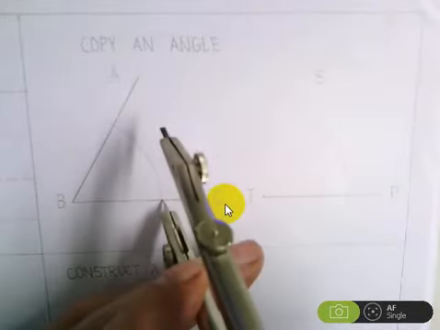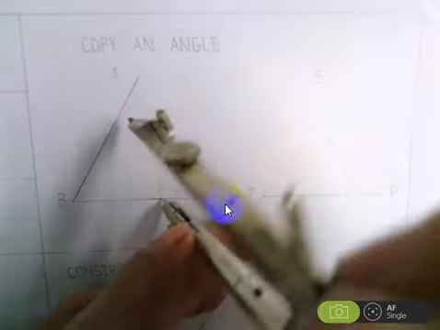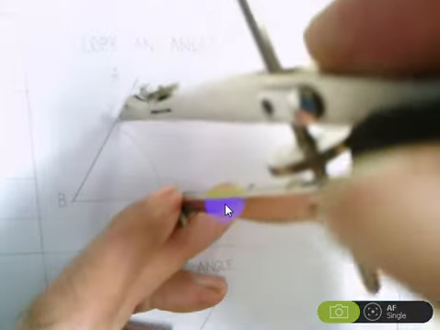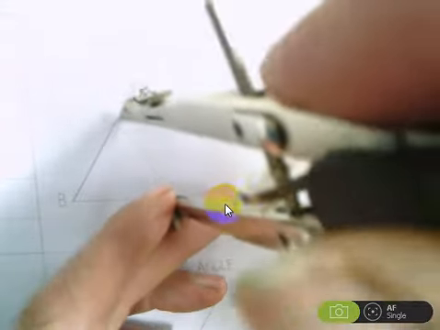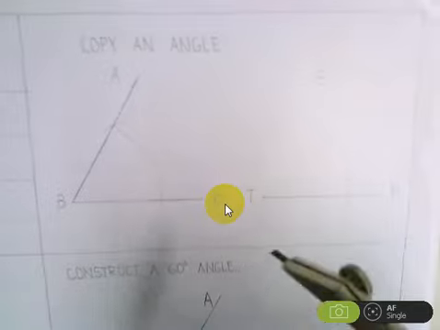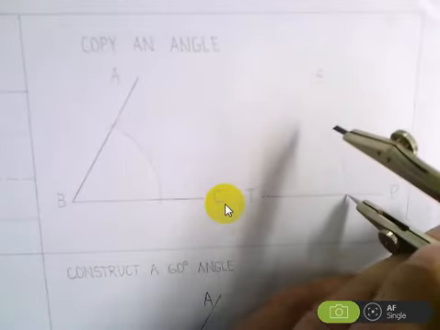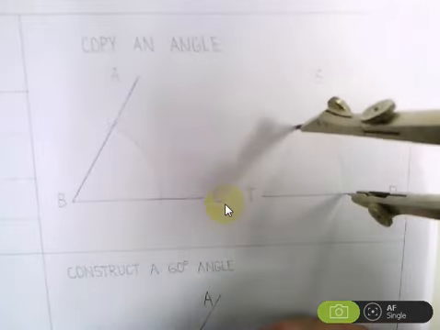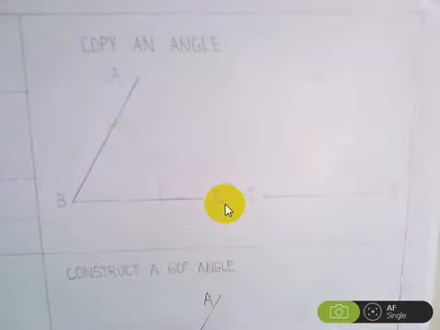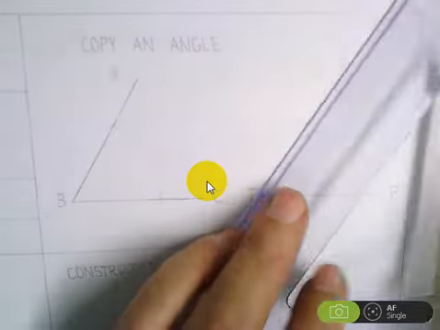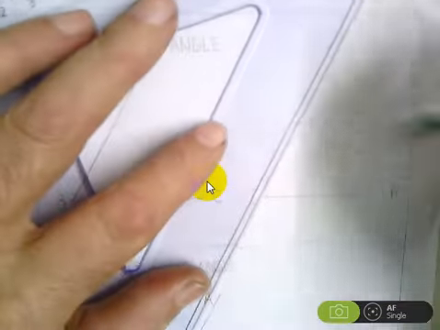I go back to my first original angle that was given to me, and I set my compass to go through that point. And what I want to show is that I've set it exactly to that point. I use that radius and I mark it off over here. And if I now use my set square or ruler, let me use it on the other side because of the light.